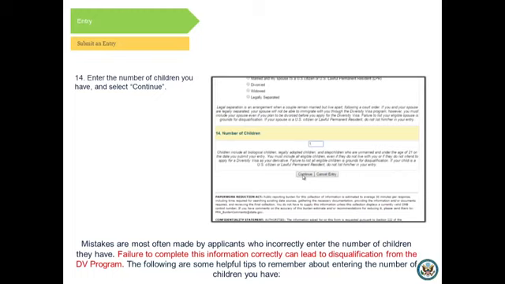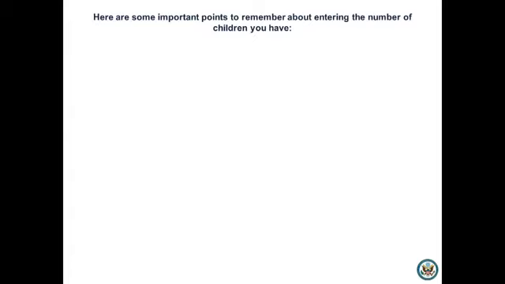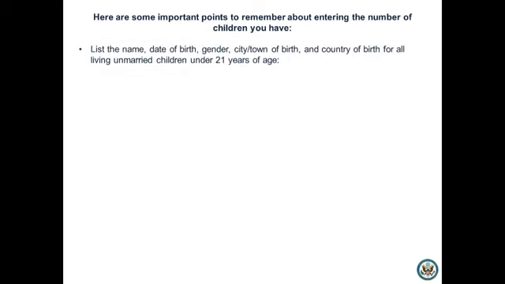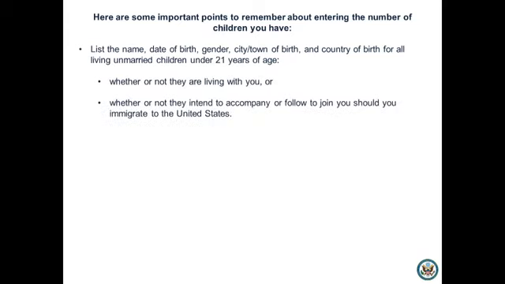Mistakes are most often made by applicants who incorrectly enter the number of children they have. Failure to complete this information correctly can lead to disqualification from the DV program. Here are some important points to remember about entering the number of children you have. List the name, date of birth, gender, city or town of birth, and country of birth for all living unmarried children under 21 years of age, whether or not they are living with you, or whether or not they intend to accompany or follow to join you should you immigrate to the United States.